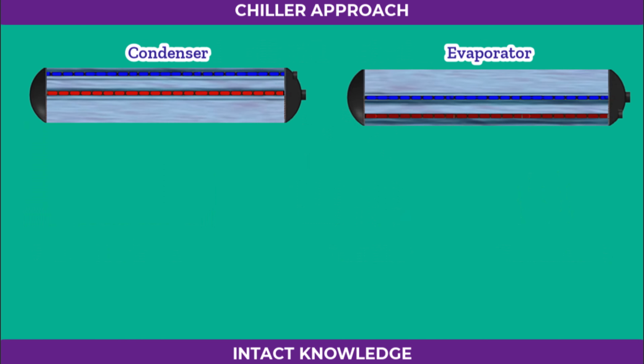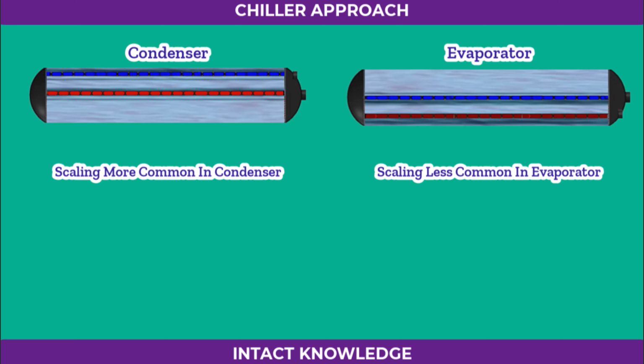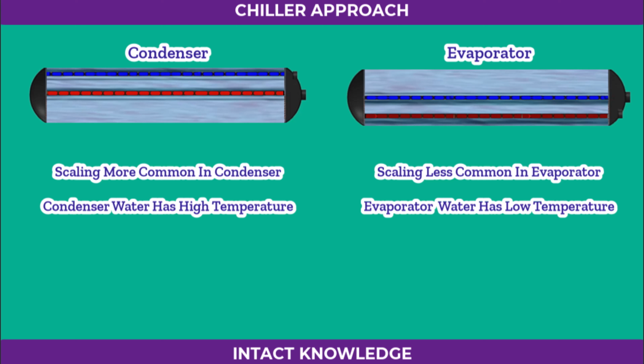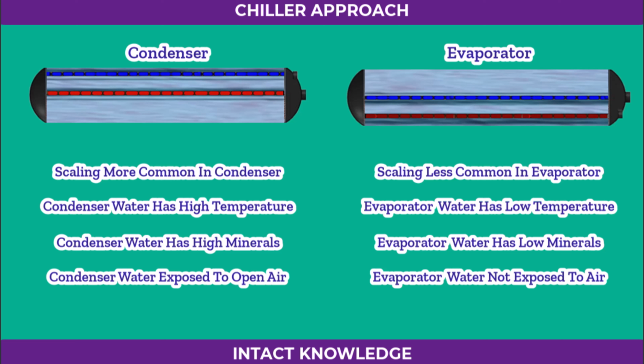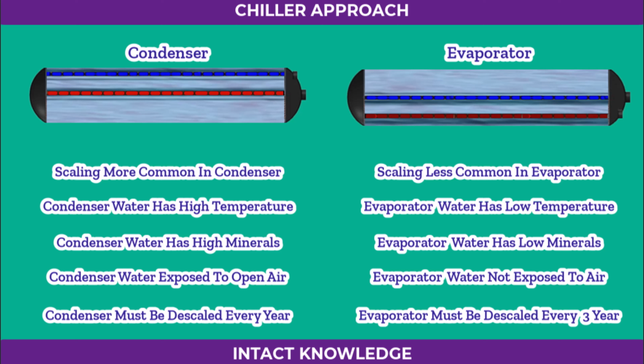Scaling is generally more common in condenser coils than in evaporators. The main reason is that condenser water has higher temperature and mineral content, which increases scaling deposits. Also, when condenser water returns from the cooling tower, it's exposed to open air, allowing dust and debris to enter the system, which can block the coils. Typically, the condenser should be descaled once a year, while the evaporator needs descaling every 2 to 3 years.